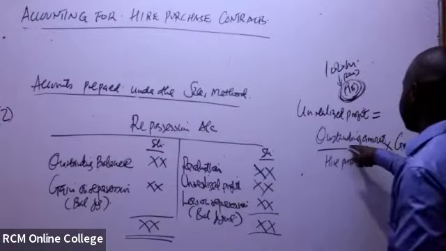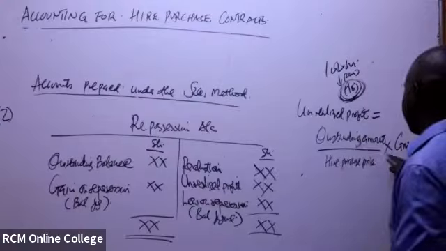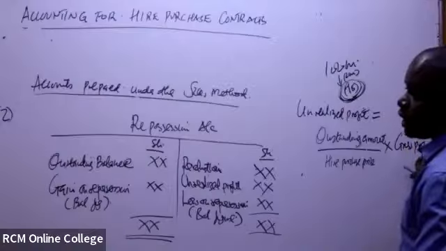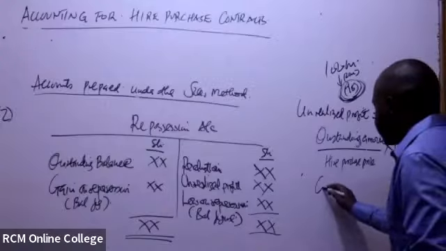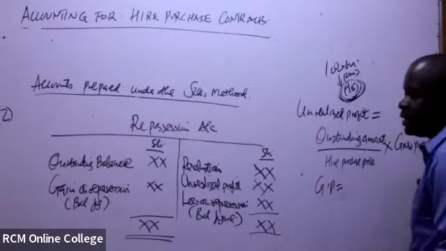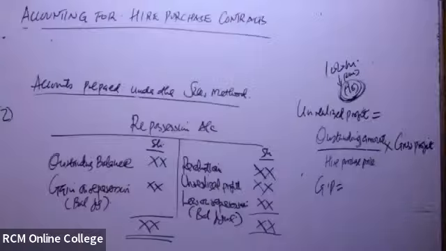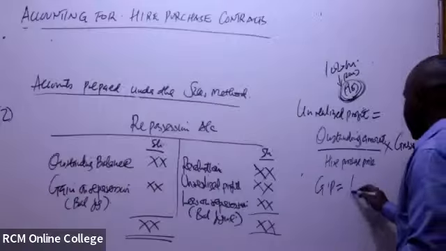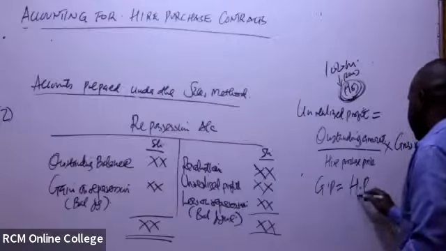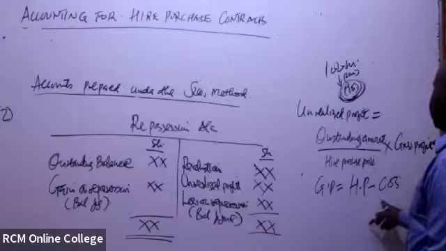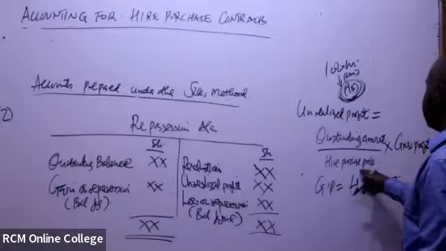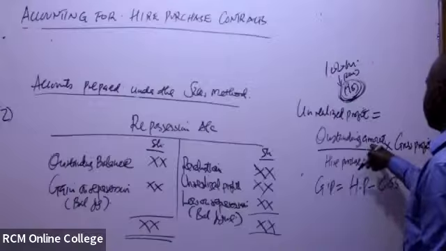So it will be the outstanding amount over the higher purchase price multiplied by the gross profit. We've already said, how do you get the GP? The GP is equal to what? Higher purchase price minus the cost of sales. So that's how you get this one. This one is the higher purchase price. This is the outstanding amount.